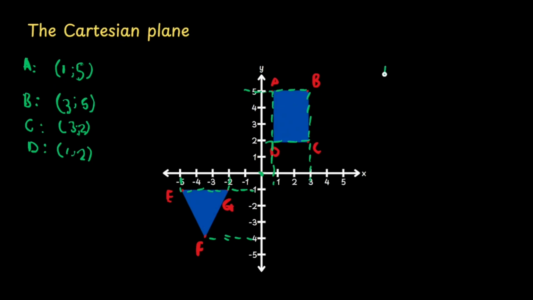We're going to look for point E first. Point E lies on an x value of -5 and a y value of -1. If we're looking for point G, we're looking for an x value of -2 and a y value of -1.